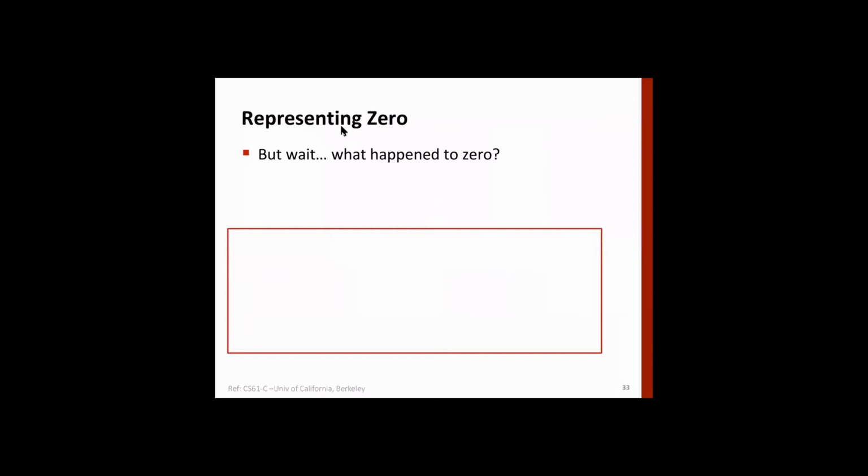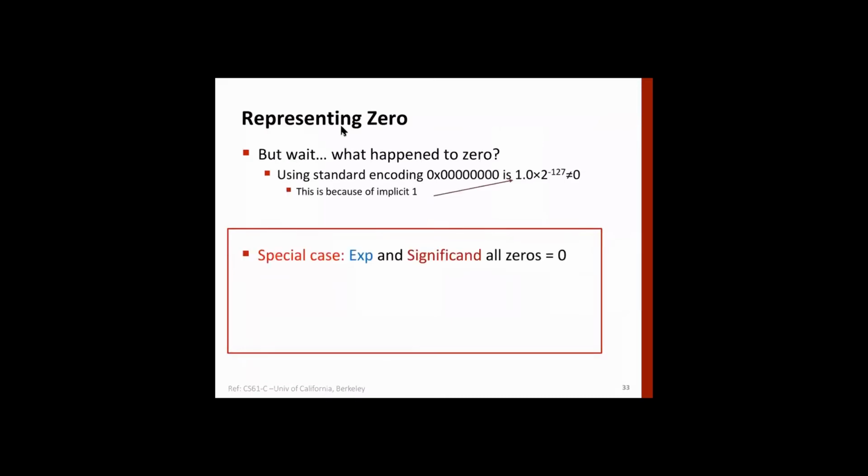Now we need to represent 0. For example, using the normalized method, if all bits are 0, then the value of this number is 1.0 times 2 raised to the power 1 minus 127, because of the implicit 1 here, and this is not 0. So we say that if all 32 bits are 0, it has to be treated as a 0. It's a special case.